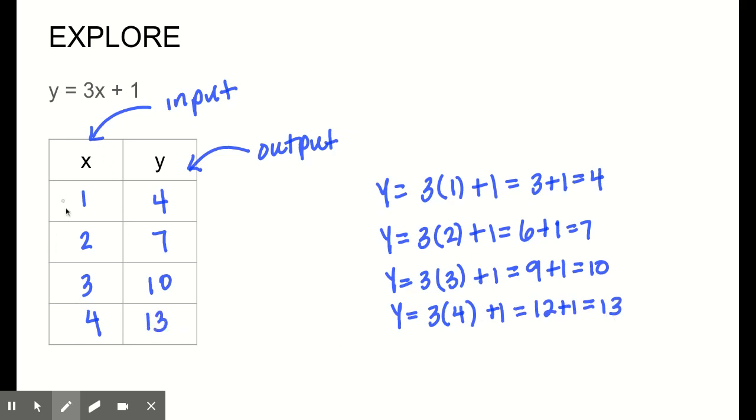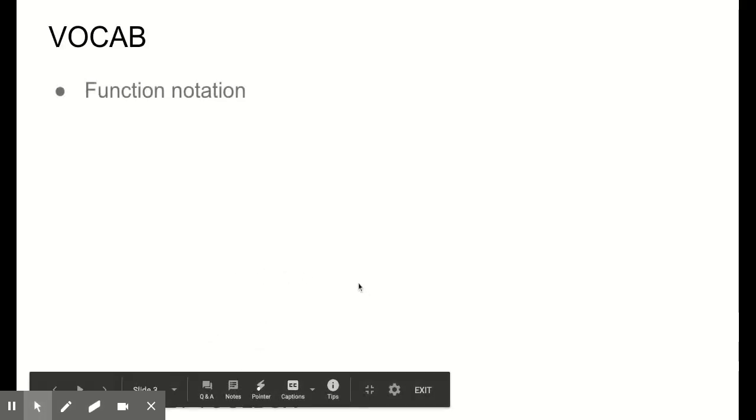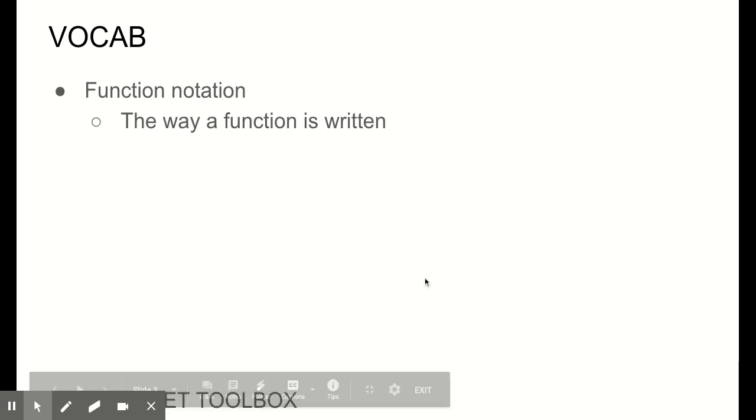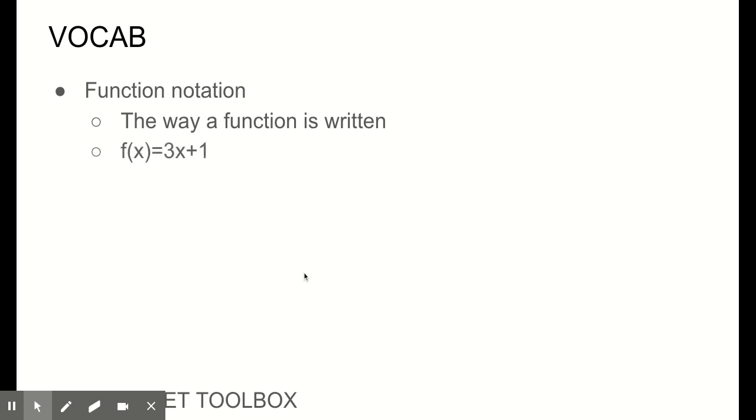So again, the x is our input value. We're inputting numbers in for the x, and what we get from that is our output value, which is our y value. So function notation is the way a function is written. You'll be given equations that look something like this: f of x is equal to 3x plus 1. And so what happens here is the y gets replaced with f of x.